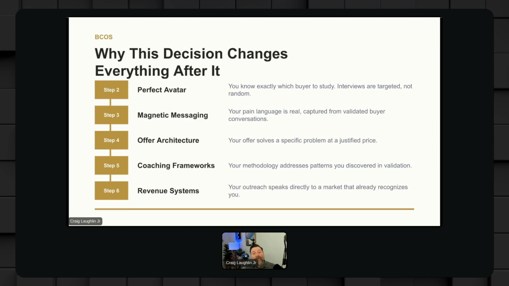You get how valuable that is. Step 4, your offer architecture becomes coherent. You're designing an offer that solves a specific problem for a specific buyer at a price justified by clear transformation. In step 5, your coaching frameworks are grounded in the patterns you discovered during validation. And your revenue systems in step 6 finally work because your outreach speaks directly to a market that already recognizes you. The right people lean in, the wrong people move on. Every dollar you spend on marketing goes further because it's aimed at a bullseye. That's the compound effect, and it only exists when step 1 is done right.